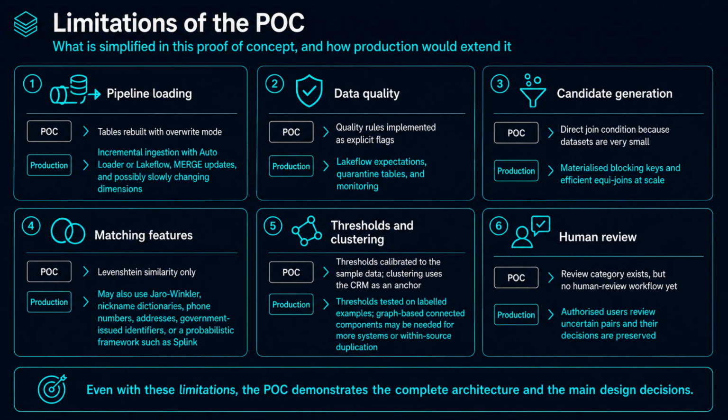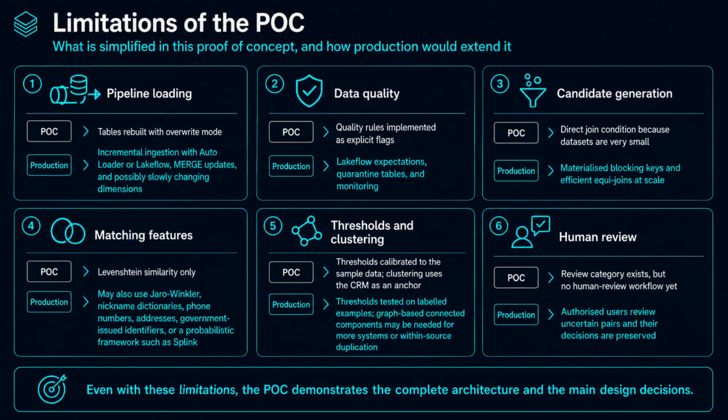Candidate generation uses a direct join condition because the datasets are very small. At enterprise scale, we would materialize blocking keys and use efficient equi-joins. The name comparison uses Levenshtein similarity. A production solution may also use Jaro-Winkler similarity, nickname dictionaries, phone numbers, addresses, government-issued identifiers, or a probabilistic entity resolution framework such as Splink. The thresholds in this demonstration were calibrated to the sample data. Production thresholds should be tested using labeled examples of true matches and non-matches.